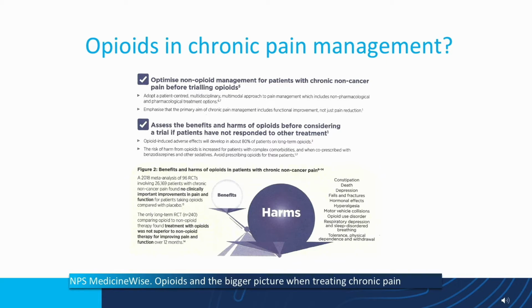Benefits are not there in terms of looking at the studies. 2018 meta-analysis, 96 randomized controlled trials, 21,000 patients. There was no clinically important improvements in pain and function in patients taking opioids compared to placebo. And another long-term RCT comparing opioids to non-opioid therapy found treatment with opioids was not superior to non-opioid therapy over the course of 12 months.